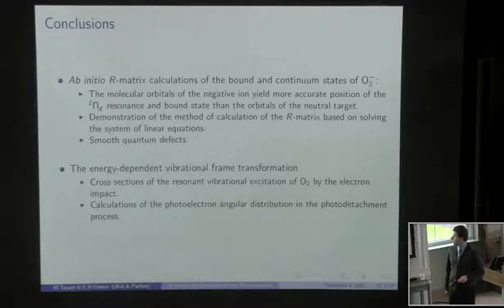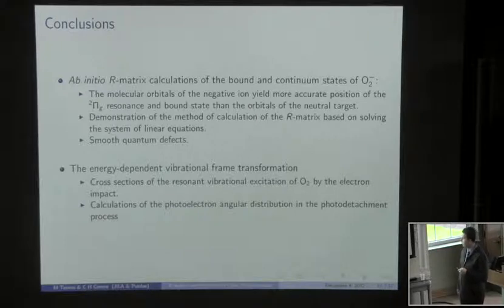So to conclude my talk, I was talking about the ab initio R matrix calculations of the bound and continuum states of O2-. I showed that the molecular orbitals of the negative ion yield a more accurate position of the doublet pi G resonance and of the bound state than the orbitals calculated for the neutral.